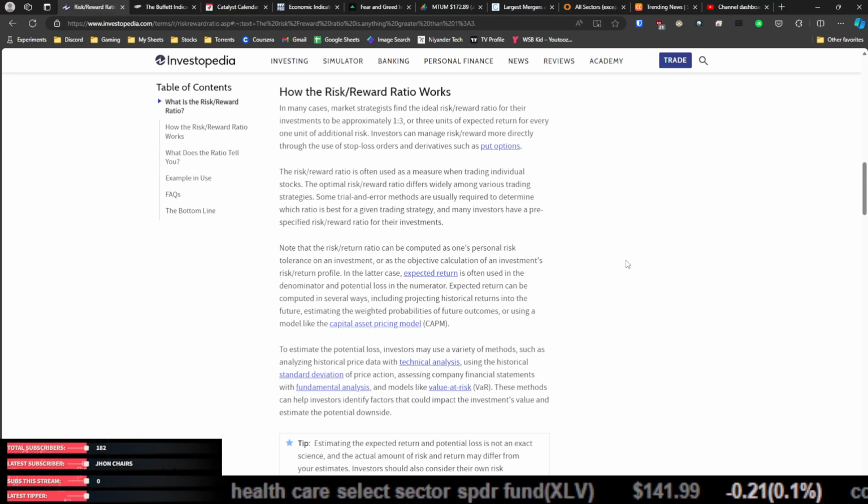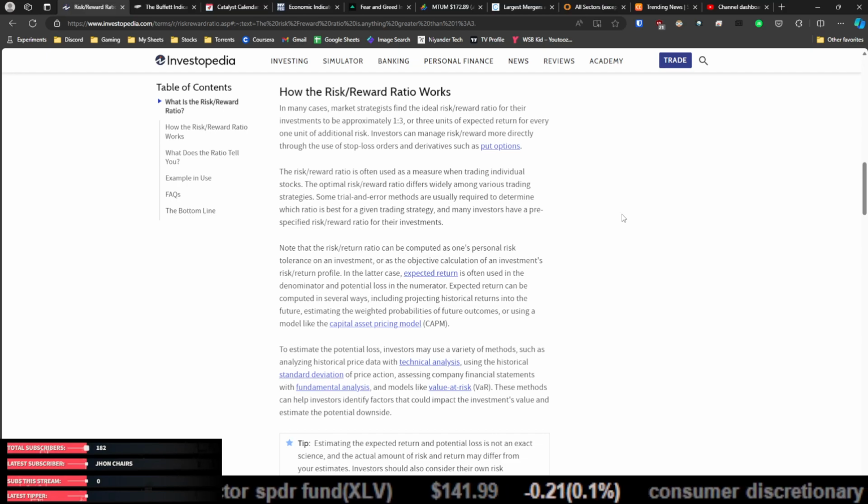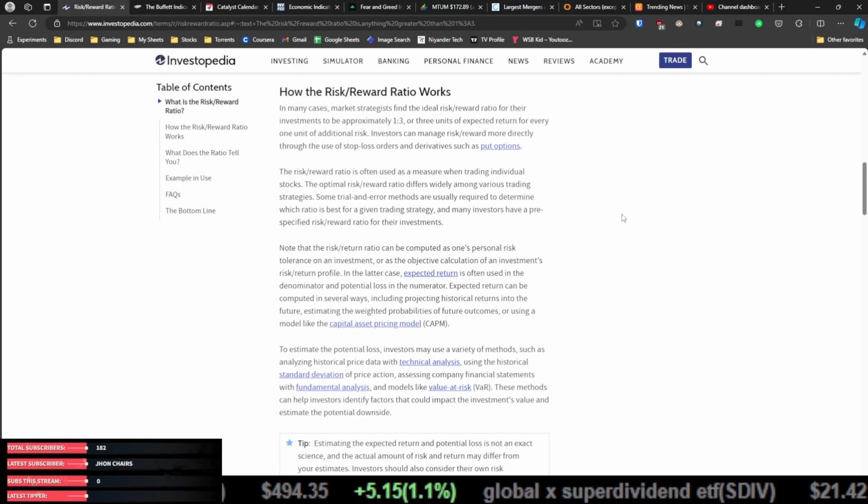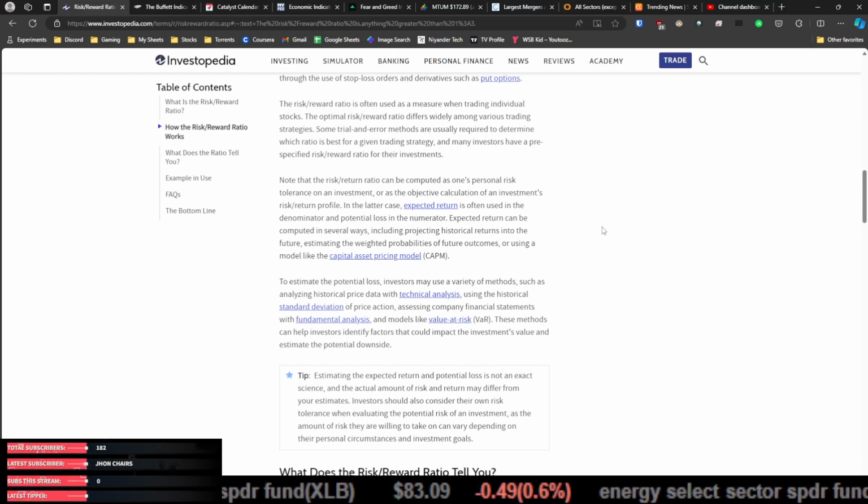So I wouldn't worry about put options unless you are rolling in the bank, right? If you've got like a $1 million portfolio, definitely, because most moves you're going to be making are going to be in the tens of thousands, hundreds of thousands into one stock, right? In that case, use put options. But unless you have this insane sized portfolio, I would suggest staying away from put options and just focus on your stop loss orders. The risk reward ratio is often used as a measure when trading individual stocks.